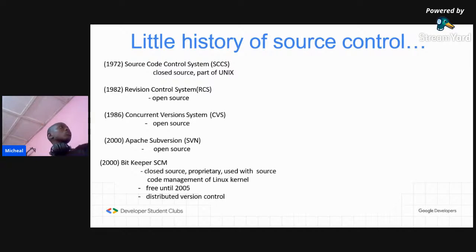And also the Revision Control System was open source in 1982, and we have the Concurrent Versions System, which was also open source in 1986. Apache Subversion was open source, and we have BitKeeper SCM in the year 2000. This BitKeeper is really trending, though I don't know much about it, but according to what I read online, people really make use of it because it has a unique feature called distributed version control. We are still going to talk about this.